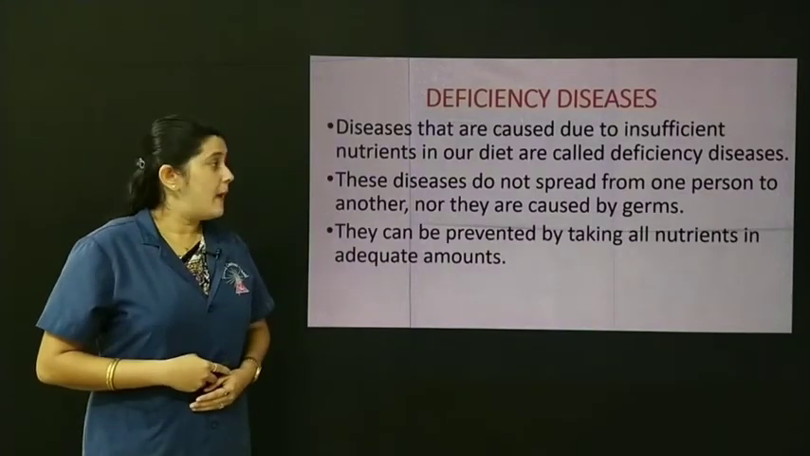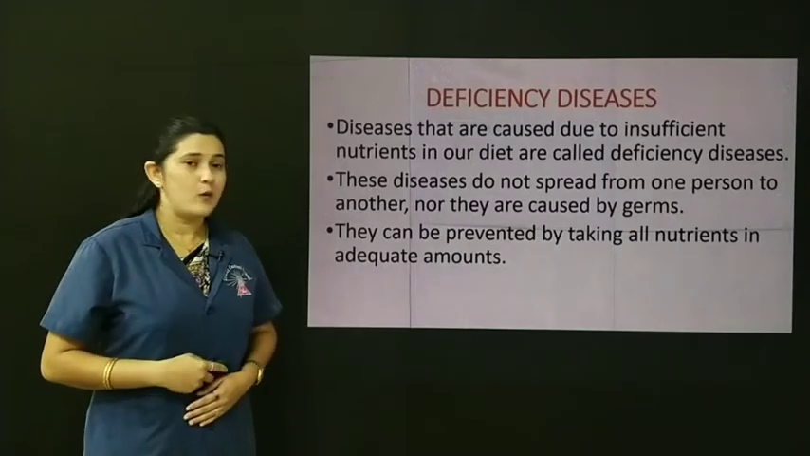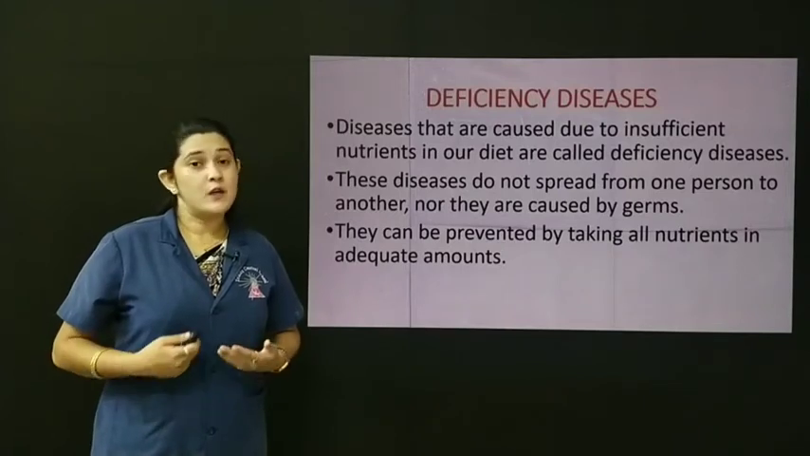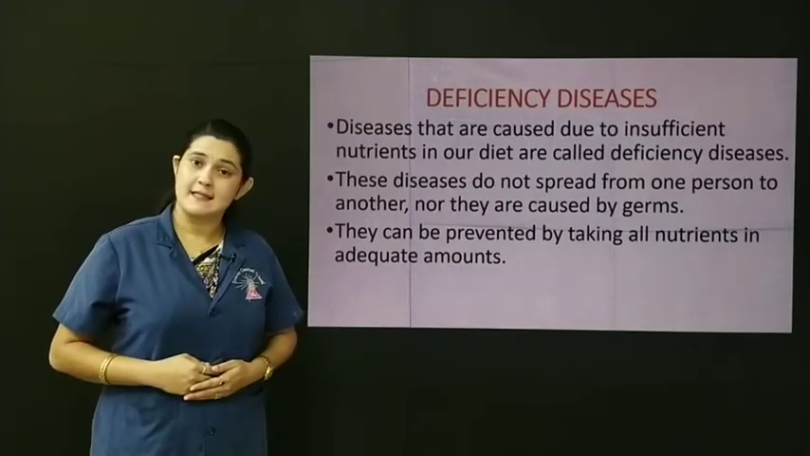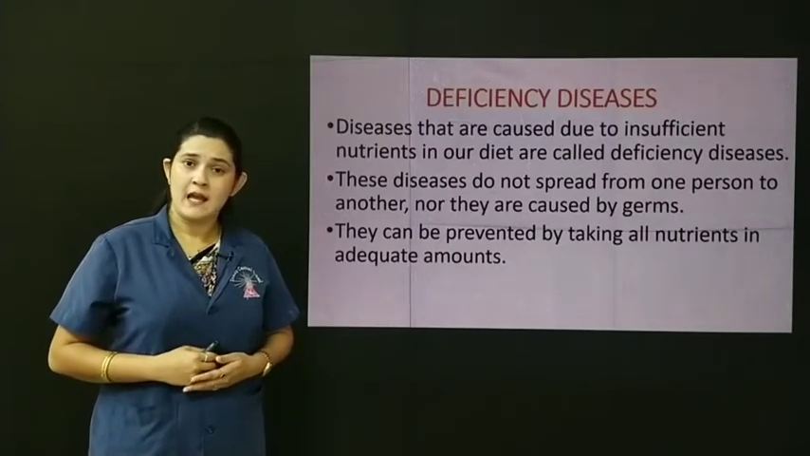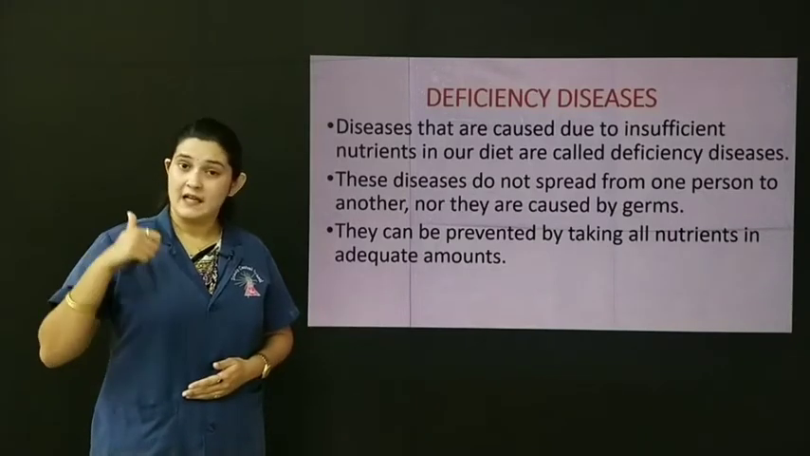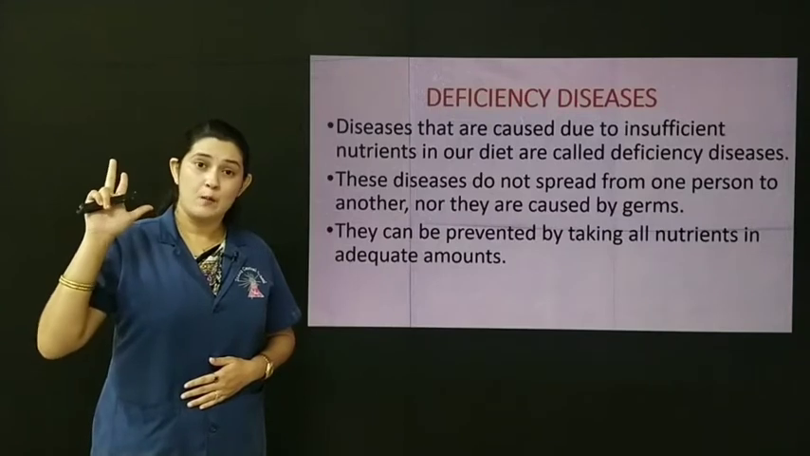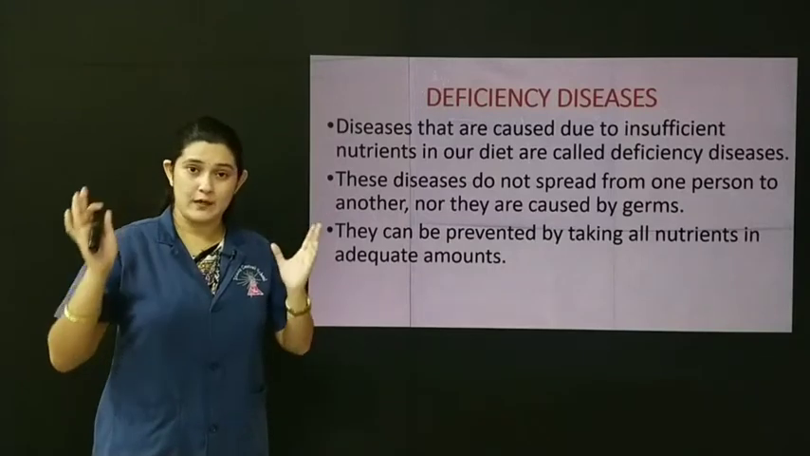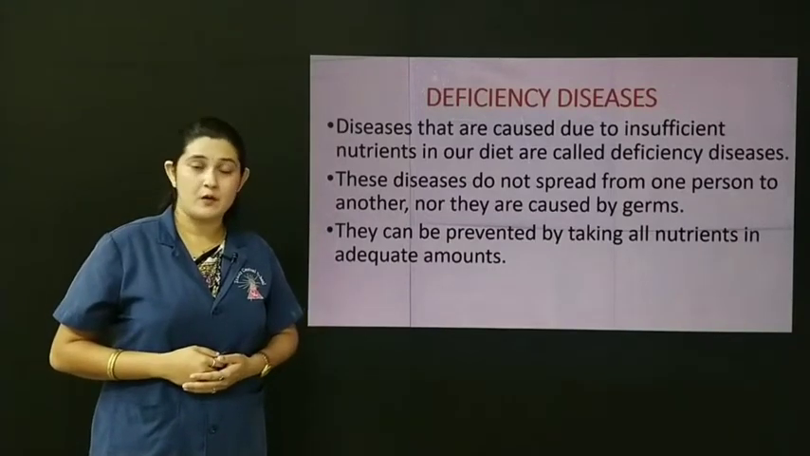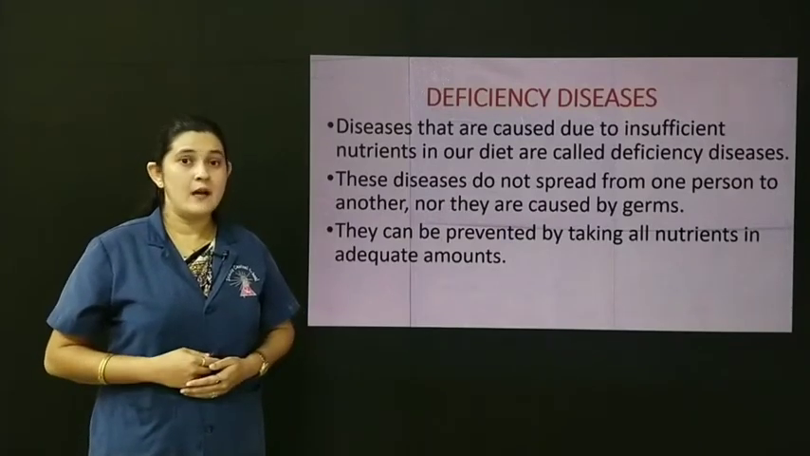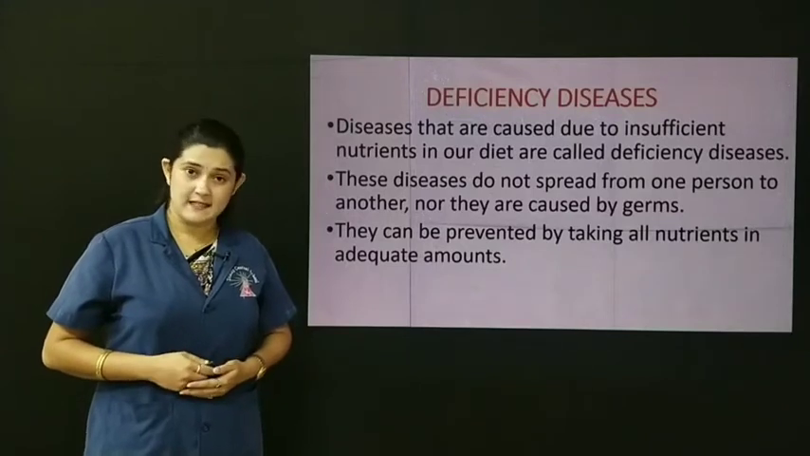They can be prevented by taking all nutrients in adequate amount, or the right amount. What are the nutrients that are essential in our diet? They are carbohydrates, fats, proteins, vitamins and minerals. So all these nutrients must be in adequate amount in our diet. Now you will learn about deficiency diseases in detail.